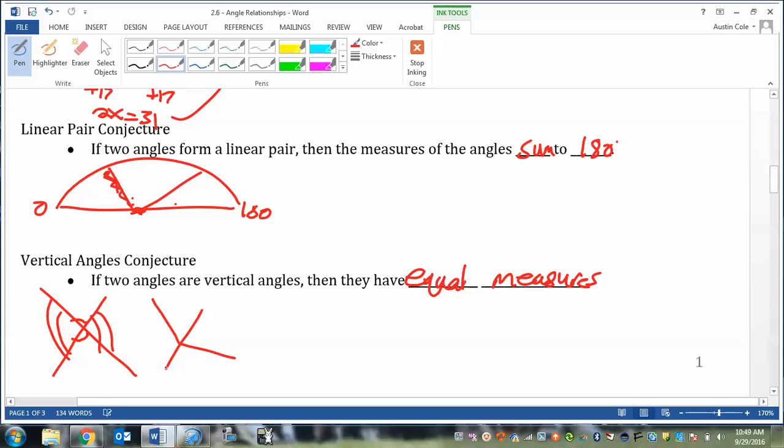Are there any vertical angles in that picture? No. Why not? Great. Exactly. So there's not a straight line here, right? This line's kind of broken. So this angle will not be the same as that angle. Same here. Okay. Any questions?